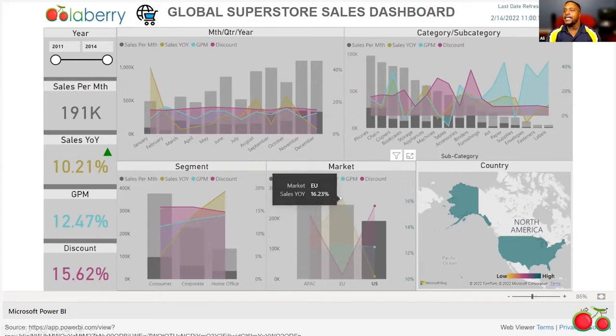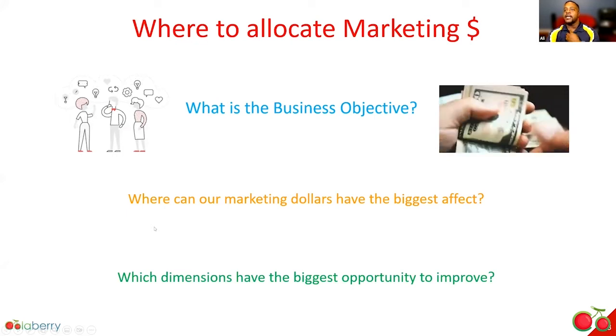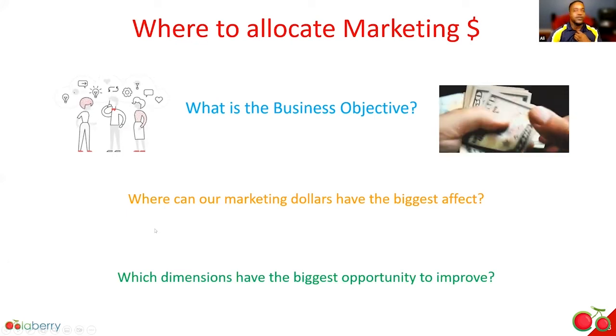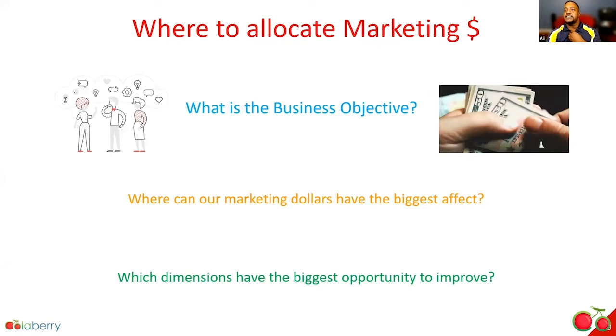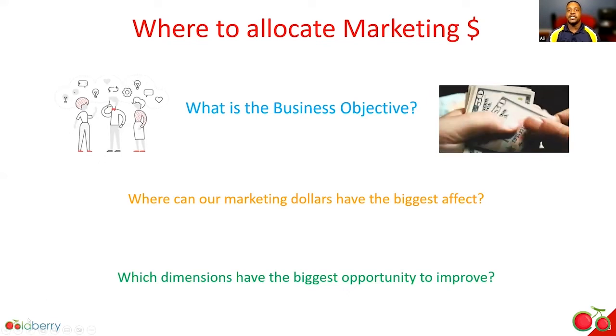So these are our greatest areas for improvement when looking at the US segment. So now the question is, where do we allocate the marketing dollars? We have to ask ourselves three questions. What is the business objective? Where can our marketing dollars have the biggest effect? And which dimensions have the biggest opportunities to improve?